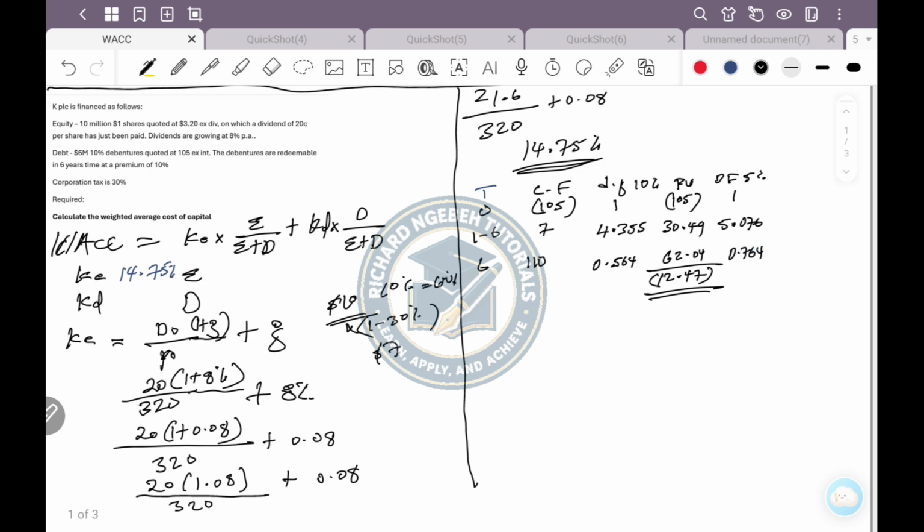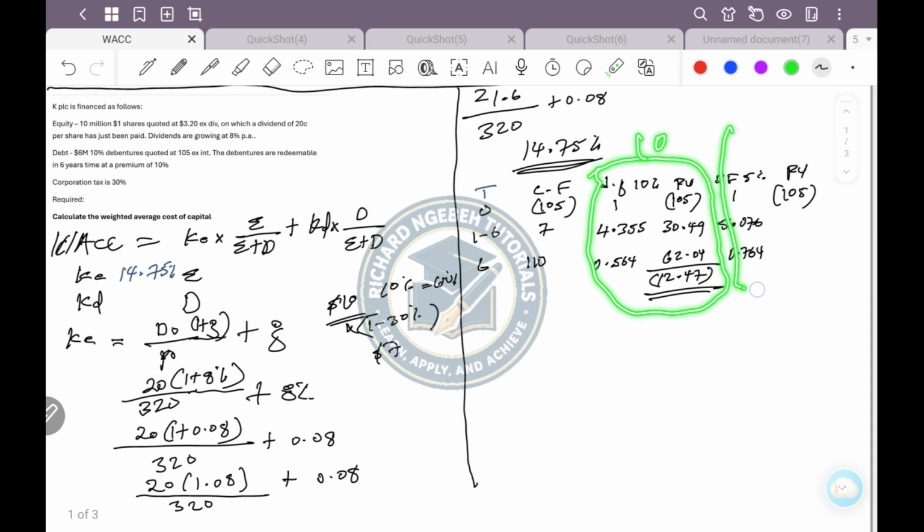0.764. So you need to get the present value as well. Calculating that, you still have 105. Remember here, you should be able to understand that you're going to calculate these numbers by these numbers. Forgetting about this one, because this is just the 10%.